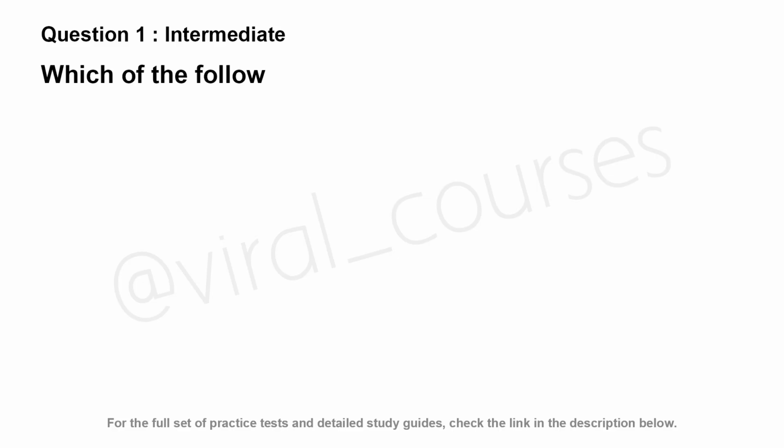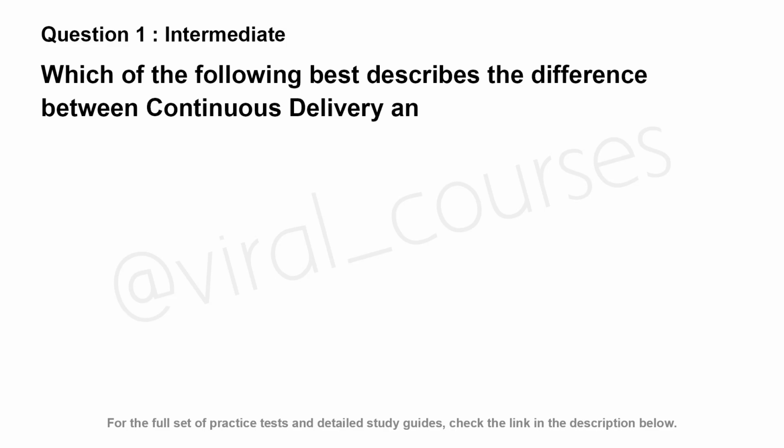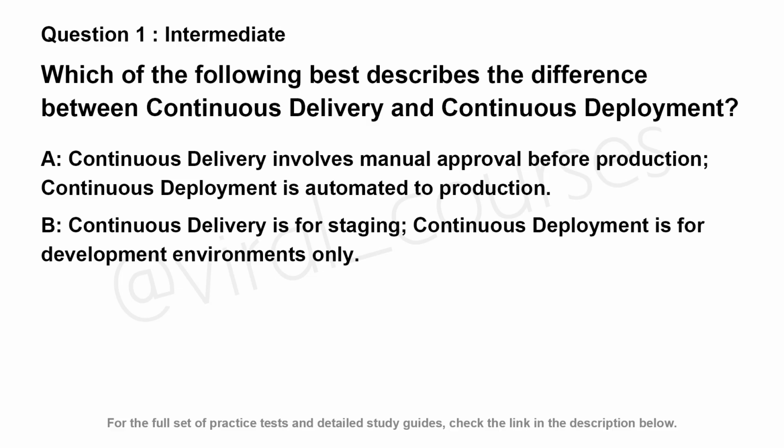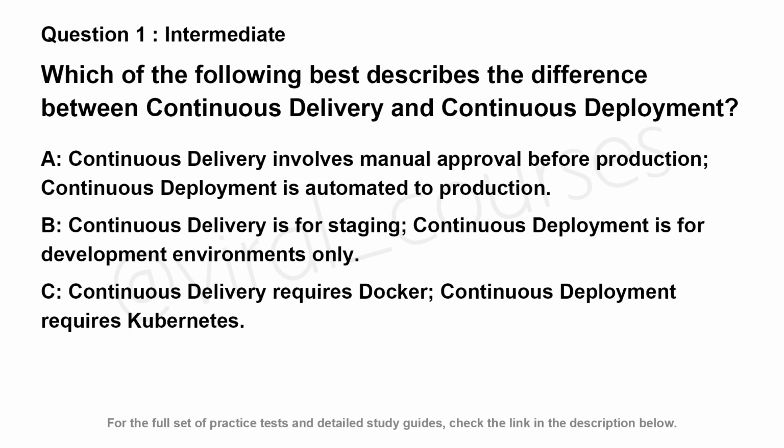Which of the following best describes the difference between continuous delivery and continuous deployment? Option A. Continuous delivery involves manual approval before production. Continuous deployment is automated to production. Option B. Continuous delivery is for staging. Continuous deployment is for development environments only.